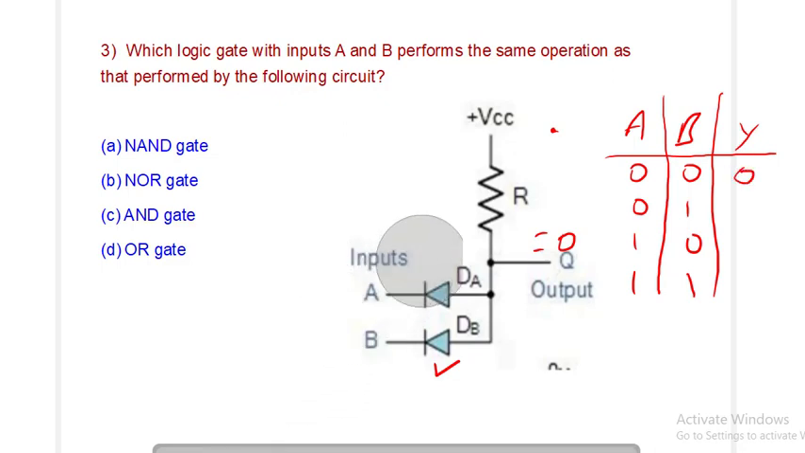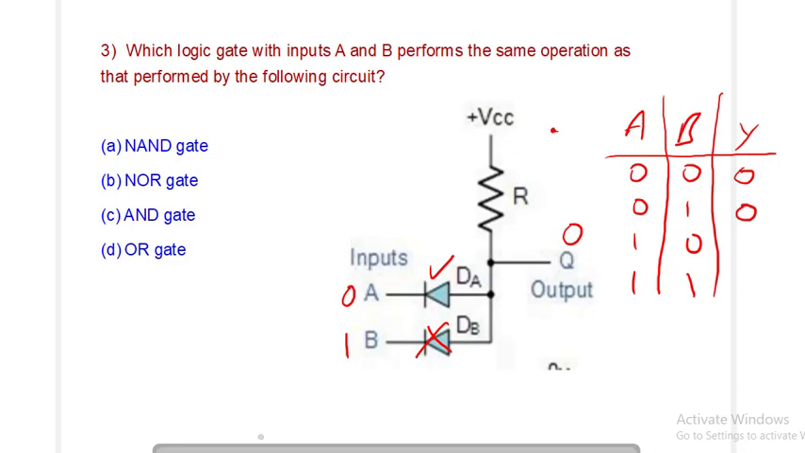Now for the second case. The second and third are similar, as you can see here. In the second case this is 0, this is 1. So this diode goes into reverse bias and does not conduct, but this diode is still in forward bias, so it will conduct, and if any of the diodes conducts, the output becomes 0. So the output is 0.